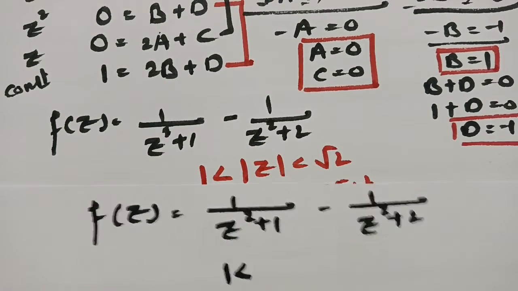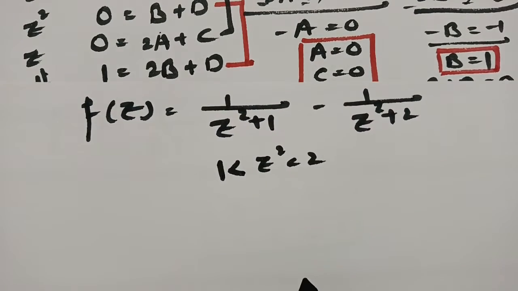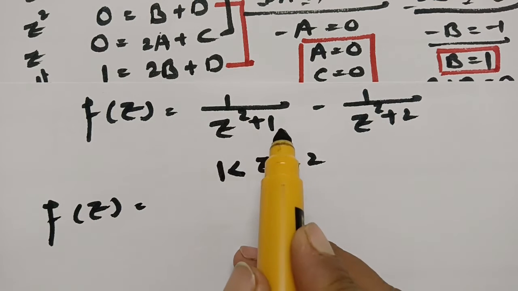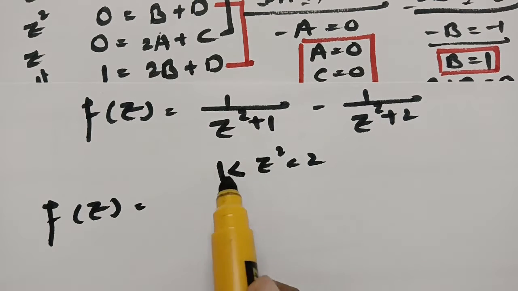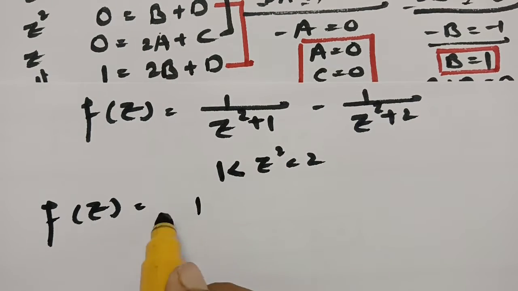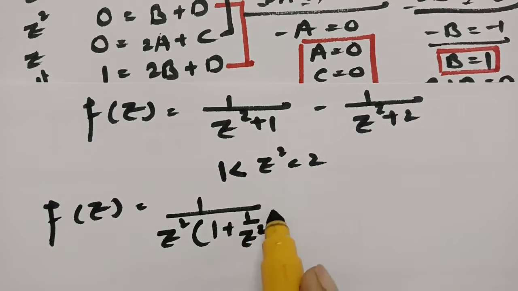And here the region is 1 less than |z|² less than 2. And f(z) is equal to, see here, among z² and 1, which one is greater? z² is greater, and therefore from these two terms I am taking z² common. This will be 1 plus 1 by z².